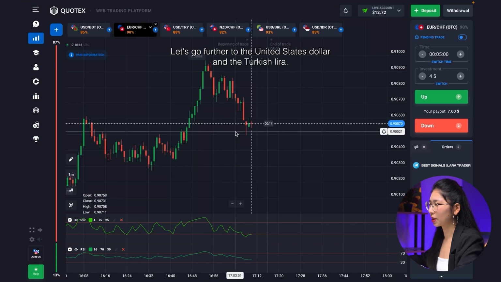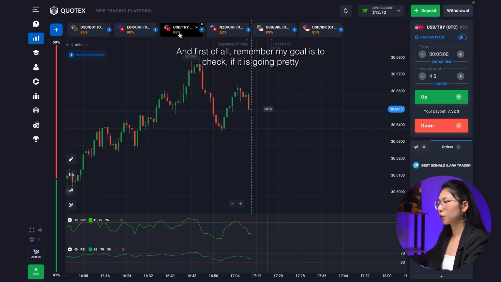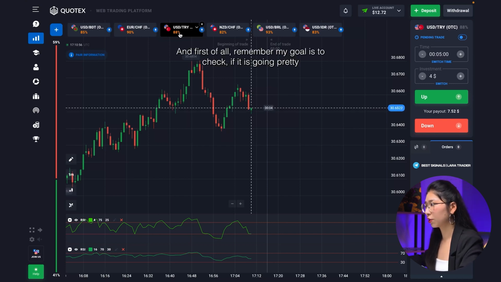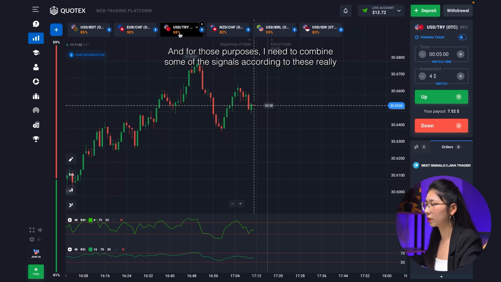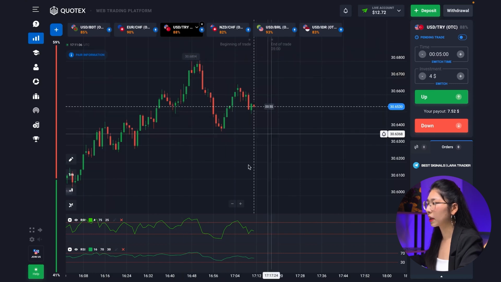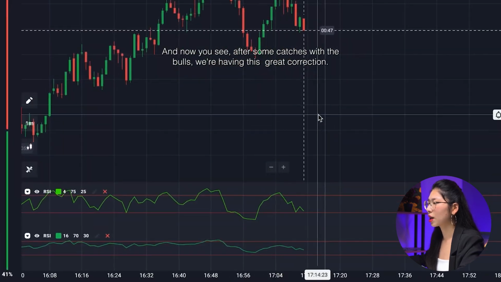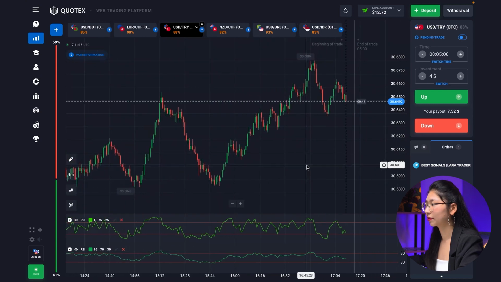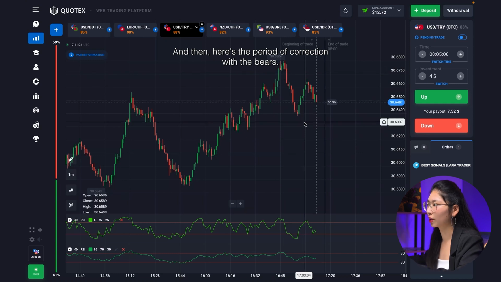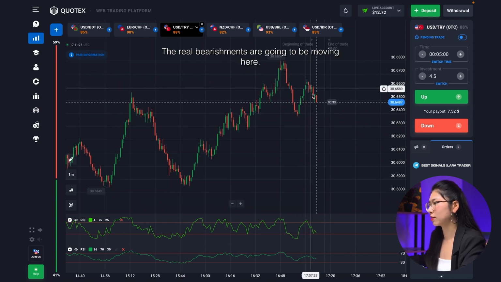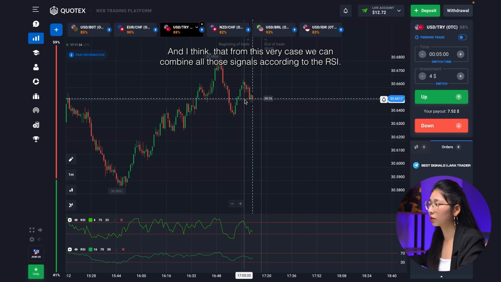So let's go further to the United States dollar and Turkish lira. First of all, remember my goal is to check if it's going pretty comfortably up or down, and for those purposes I need to combine some of the signals according to this combo. I'm just going to check this out by zooming out, and now you see after some catches with the bulls, we're having this great correction. Then we're going back up, and then here are periods of correction with the bears. So the real bearishness is going to be moving here, and I think that from this very case we can combine all the signals according to the RSIs.